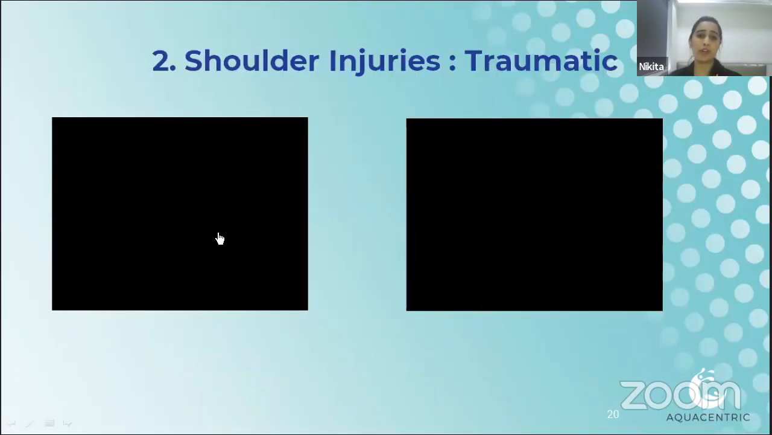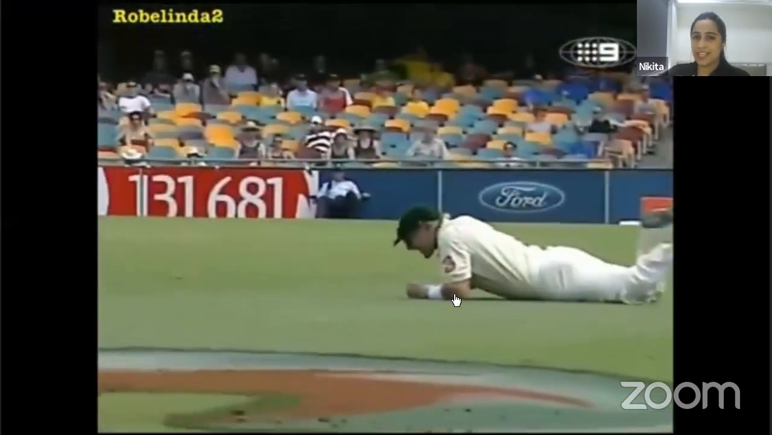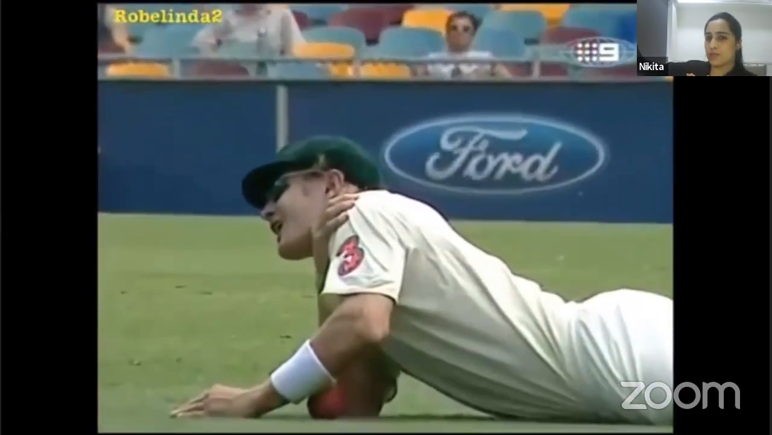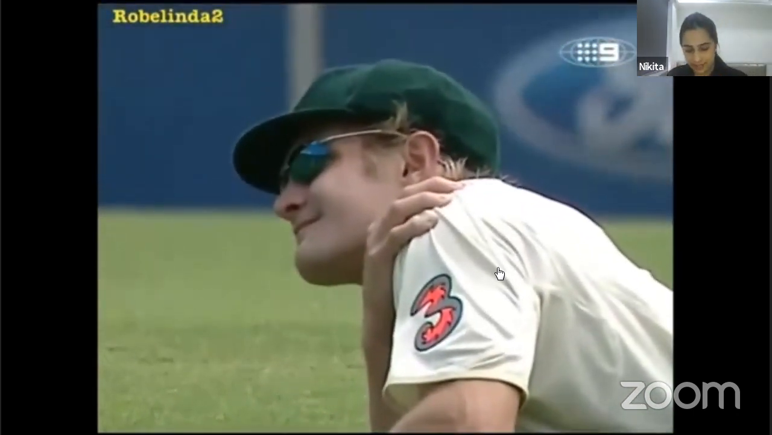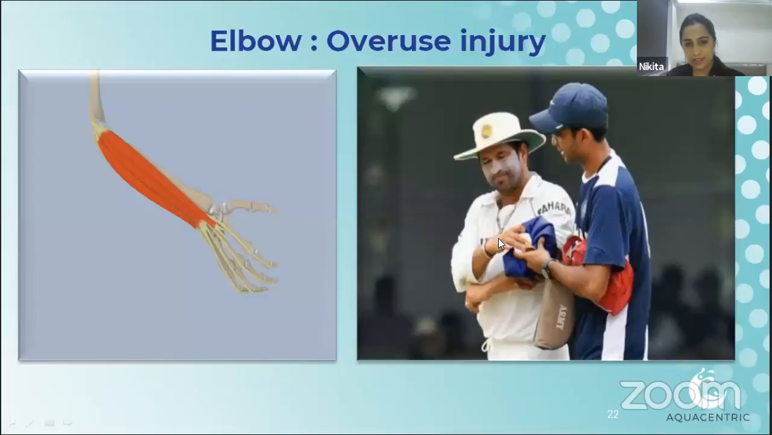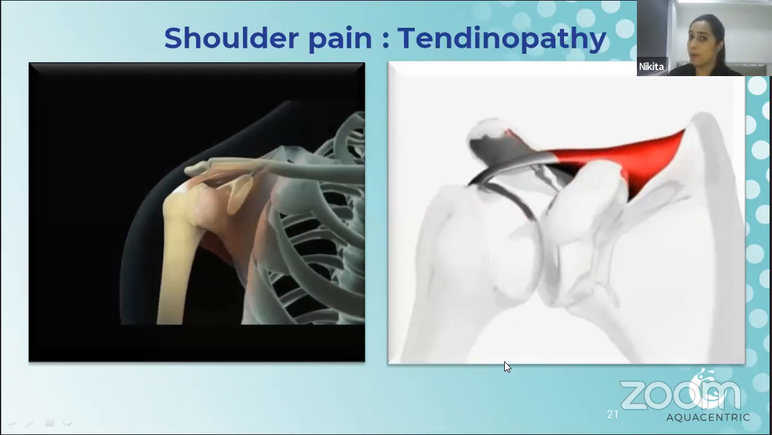Shoulder injuries. When I talk about shoulder injuries, usually traumatic shoulder injuries are seen in fielders especially, and then comes your overuse injury. So we'll just quickly see what I mean by traumatic injury. It's a sudden impact to the shoulder, especially in a fielder. Now there, if you see, he landed in the most unstable position of external rotation and abduction, and has gotten his shoulder dislocated. So this was an example of a traumatic injury.